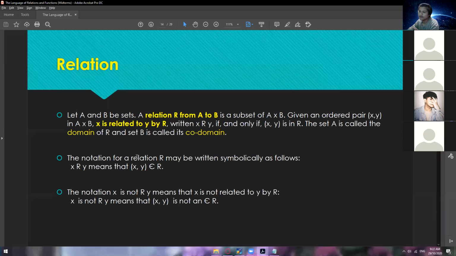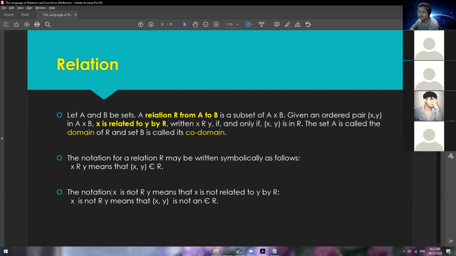So the notation for a relation R may be written symbolically as follows. x R y means that (x, y) is in R, or an element of R. Okay, so ito yung symbol ng relation natin. So pagbabasahin nyo to, in notation, x is related to y. Okay, so that's how you read this one. So meaning, this ordered pair or those two elements is in relation or an element of relation.